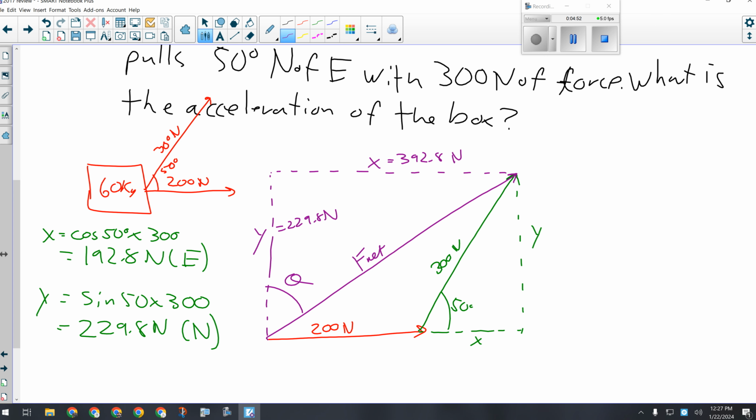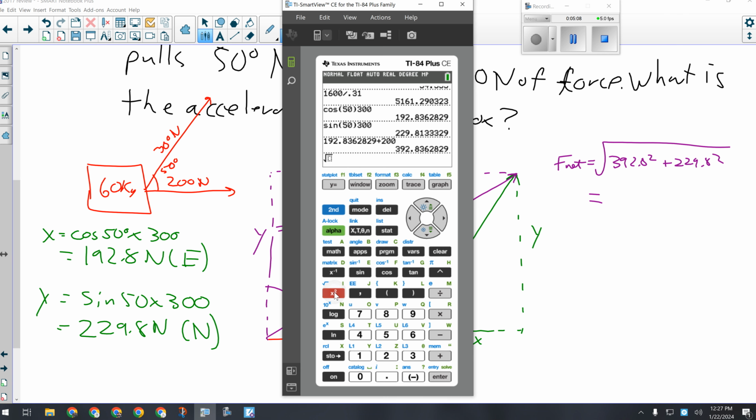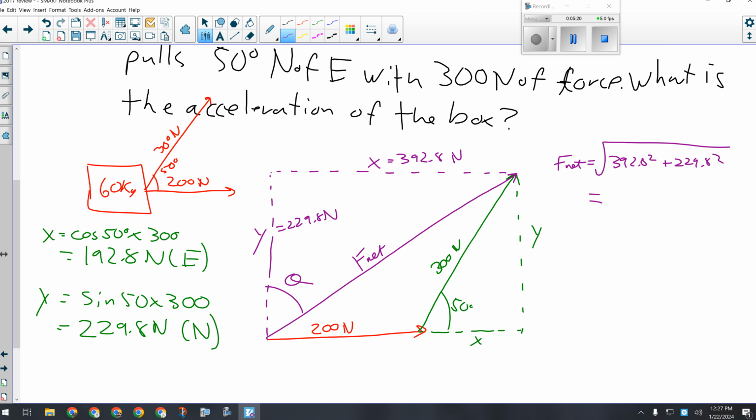Now that I've got those 2 things, I'm going to get the magnitude of my net force. I just use Pythagorean theorem to get the magnitude of F net. So it'll be the square root of 392.8 squared plus 229.8 squared, which is 455.12 newtons. I need to get that angle.